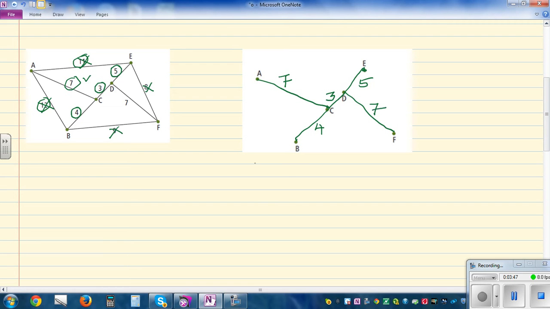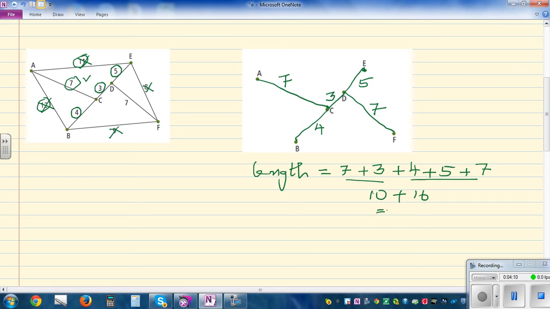Okay, and the length is just the addition of all the lengths, which is 7 plus 3 plus 4 plus 5 plus 7. Okay, so this is how much? 10 plus 9 plus 7 is 16, which is 26. The total length of the minimum spanning tree is 26. Okay, moving on.